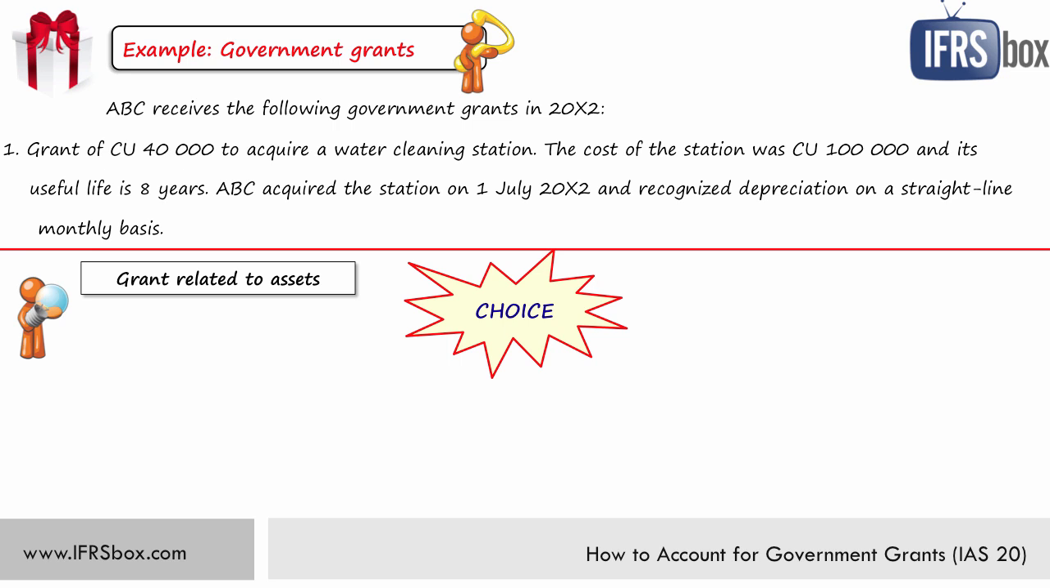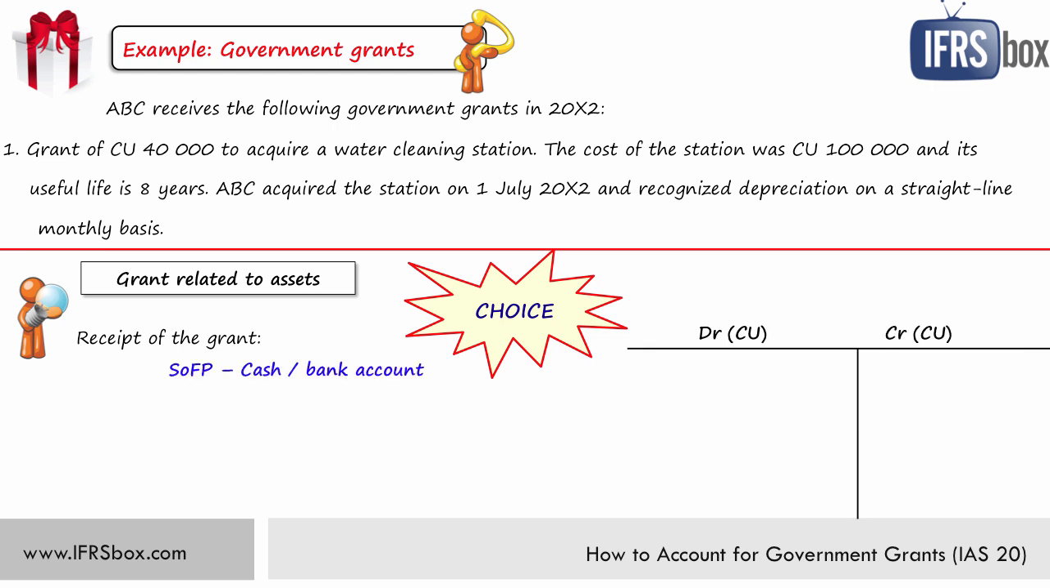So when ABC receives the grant, and if all other recognition criteria are met, then the journal entry is to debit cash or bank account with 40,000 currency units and credit deferred income with the same amount. The shortcut SOFP means the statement of financial position, or the balance sheet, just to make it clear. Then, how is the grant recognized in profit or loss in 20X2?